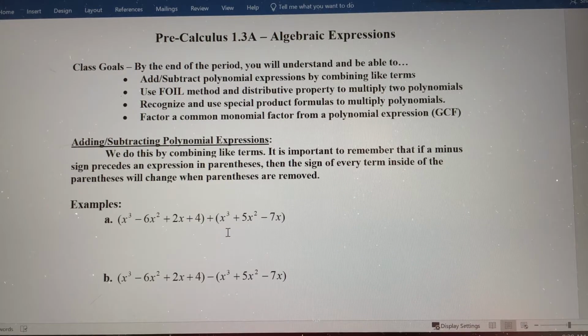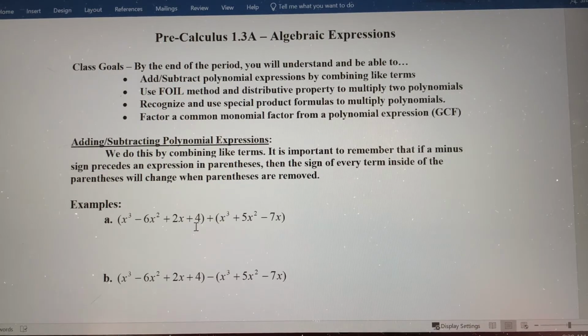X cubed and x cubed can be added. X squared terms can be combined. X terms can be combined, and then the constant will be last, okay? Our answers are going to be written in standard form, which just means our variables are going to go in descending order. We're going to start with the largest exponent and then go down from there, okay?